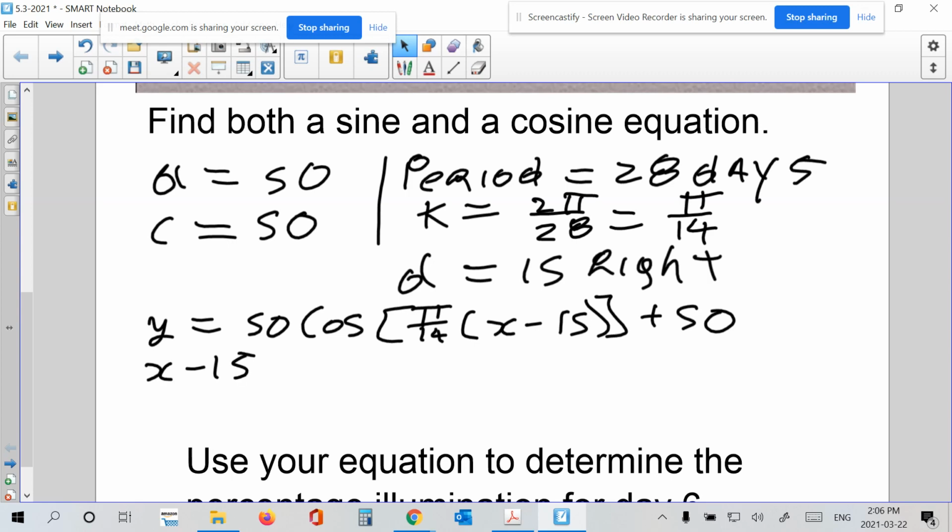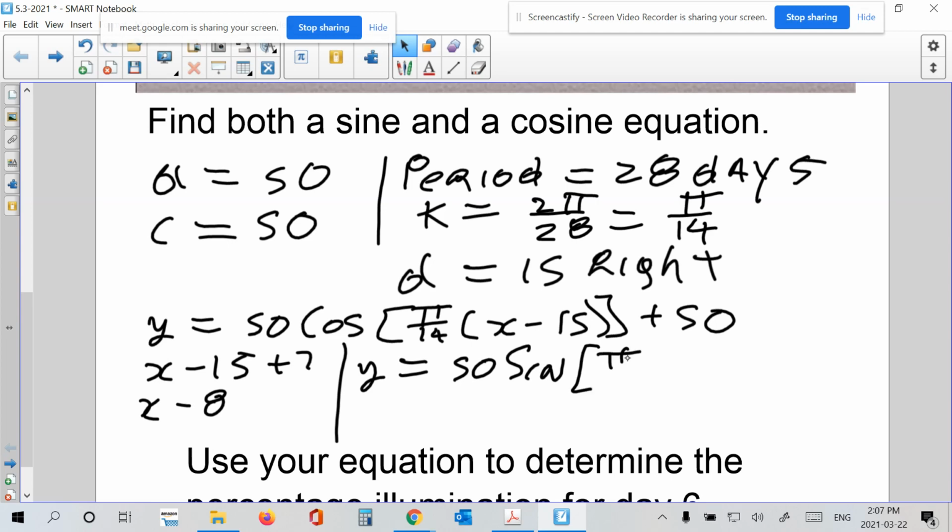What is a quarter of the period that we're talking about now? We have the period as being 28, as you can see. What's a quarter of 28? Come on, folks, that's a very simple question. 7, thank you very much. So x minus 15 plus 7, which of course would be x minus 8. So I'm going to write my sine function now, which would be y equals, it's still 50, but now it's sine, it's still pi over 14, but now it's x minus 8, and then plus 50. Okay?